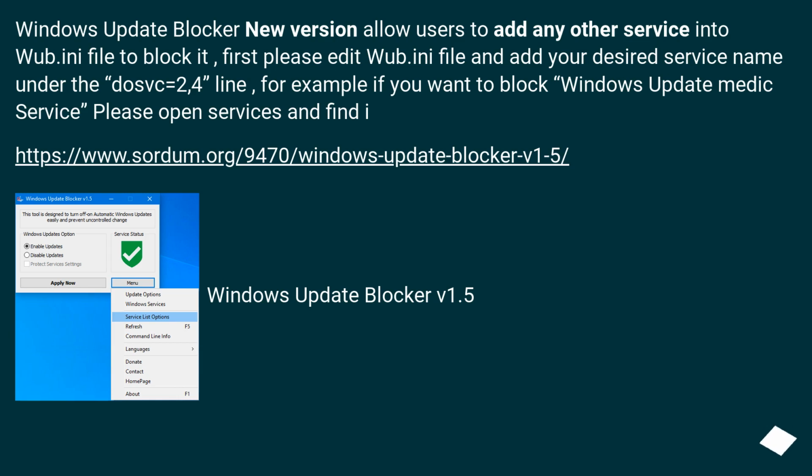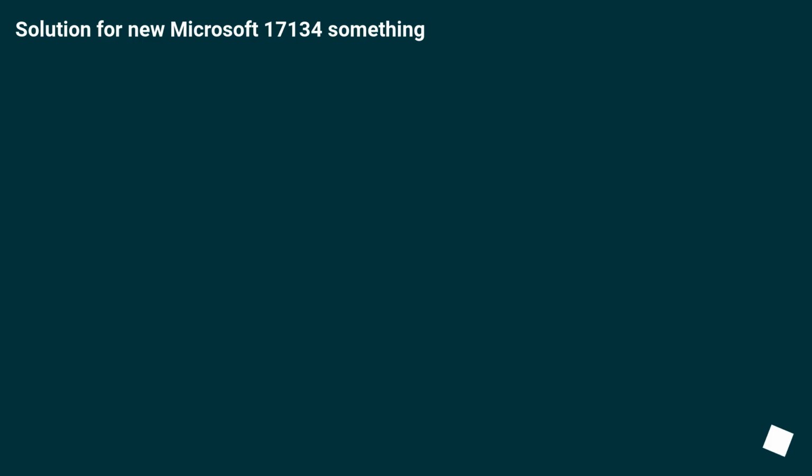Windows Update Blocker v1.5. Solution for new Microsoft build 17134 something.